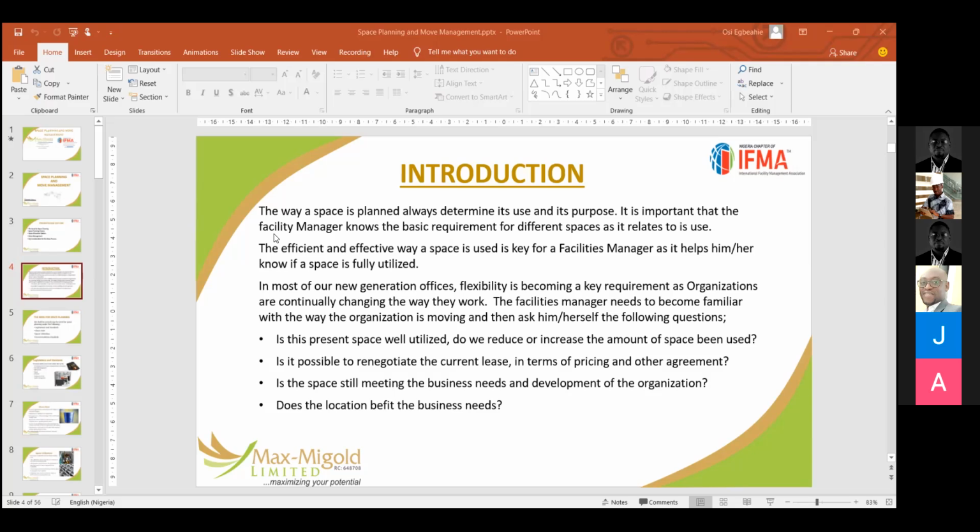Facility managers need to become familiar with the way the organization is moving, and then ask themselves the following questions regularly, especially wherever you work. Is this present space well utilized? Do we reduce or increase the amount of space being used? From time to time, the facility manager is supposed to be a very good friend with the admin manager of the company, to have the records and the head count of staff available, so that the facility manager will know exactly the use of the space and how it works.